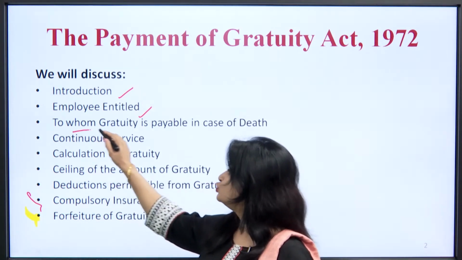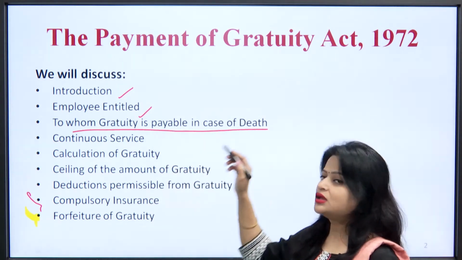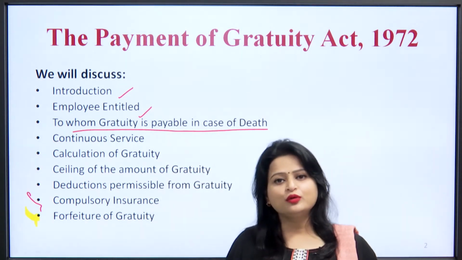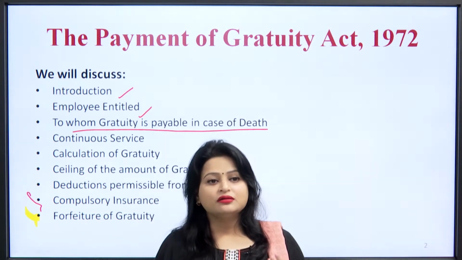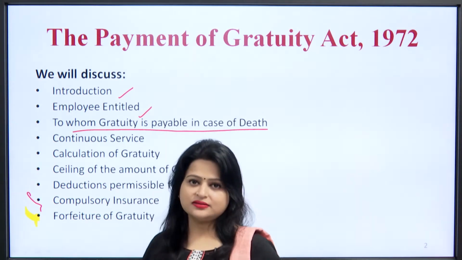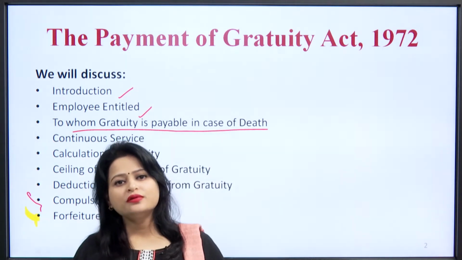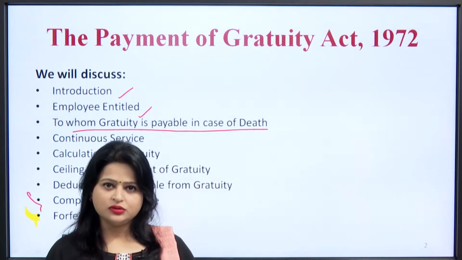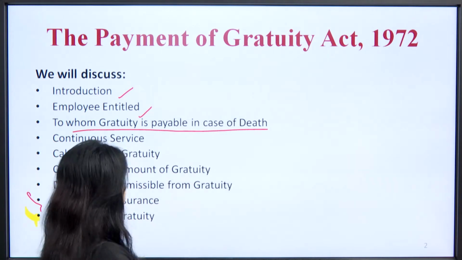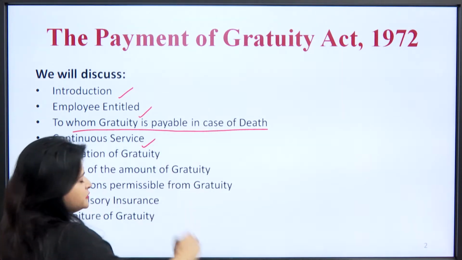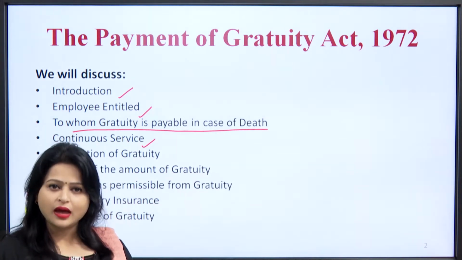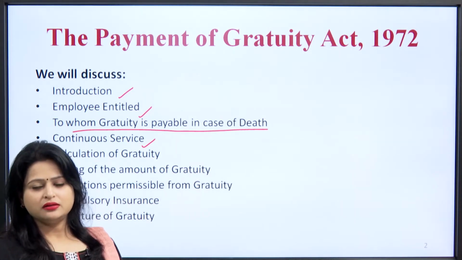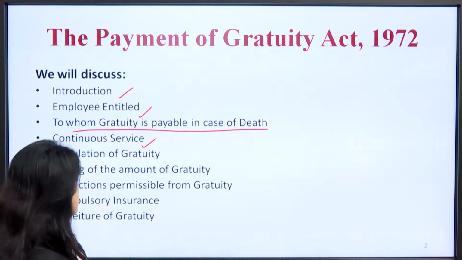Then, to whom gratuity is payable in case of death. The employee who is entitled for gratuity, if he dies, in that case who will receive that gratuity amount, that I will discuss. Then continuous service. What is continuous service according to this act, the Payment of Gratuity Act 1972, that I will discuss.